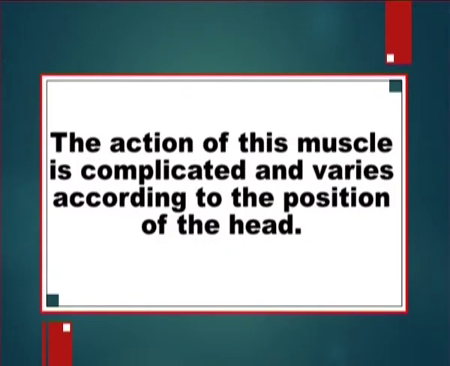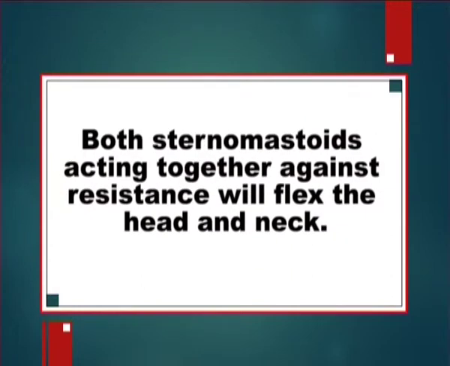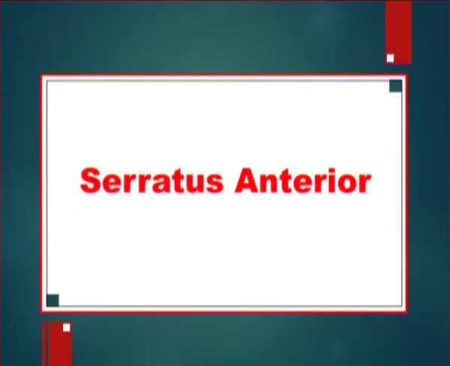The action of this muscle is complicated and varies according to the position of the head. Briefly, one sternomastoid turns the head upwards and to the opposite side, but it can also laterally flex the head to the same side. Both sternomastoids acting together against resistance will flex the head and neck.